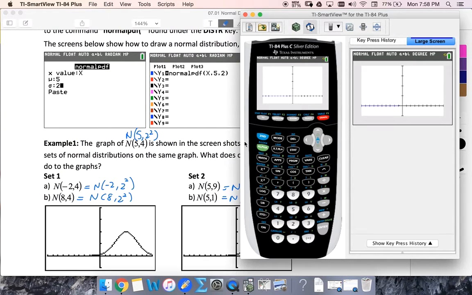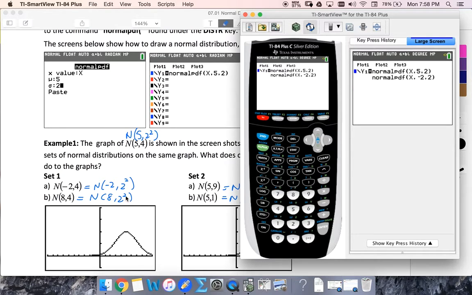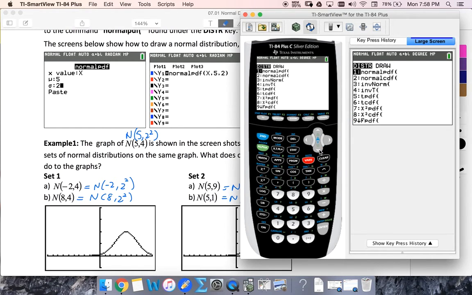So my original, here's my mean over around 5. And now we've graphed this one, and our mean has shifted to the left, and now our mean is at -2. Let's see what happens when we add in the third one. Predict what you think is going to happen when we now make a third graph with a mean at 8.